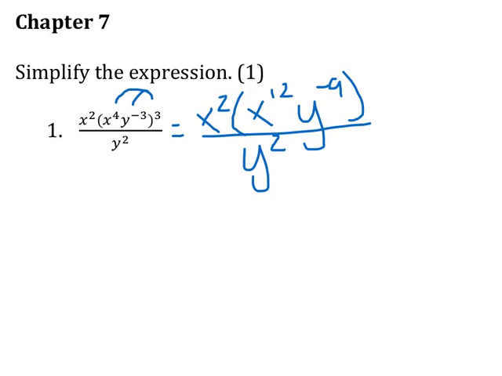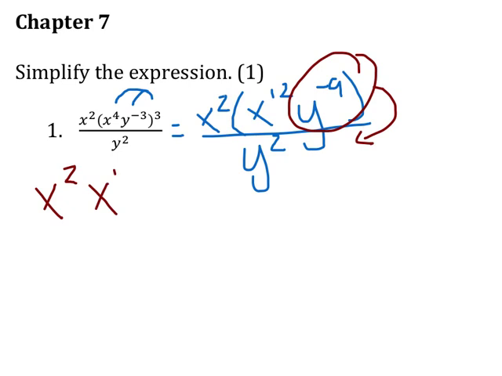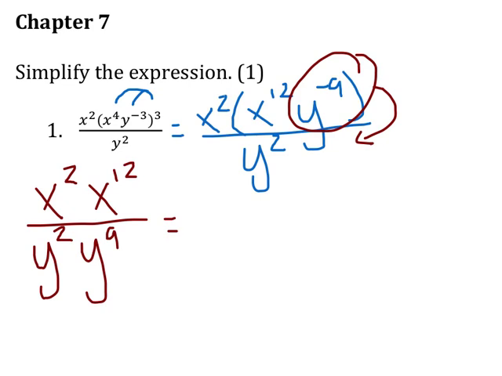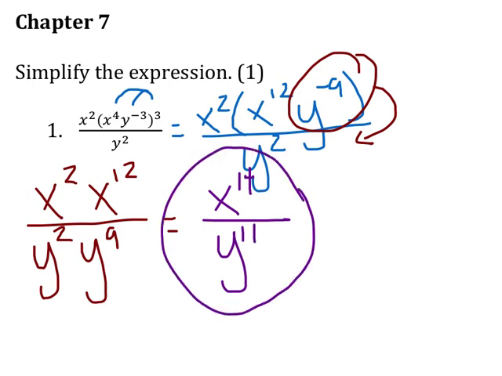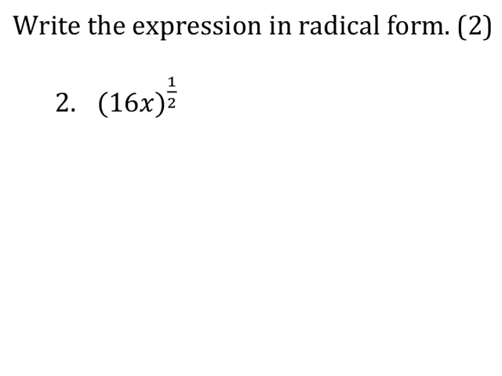Anytime you have a negative exponent, it means it belongs on the other side. So we now have x squared times x to the 12th over y squared times y to the 9th. Keep on going. When you're multiplying the same base with different exponents, you're going to add together the exponents. So we will have x to the 14th over y to the 11th. And that is our final answer.